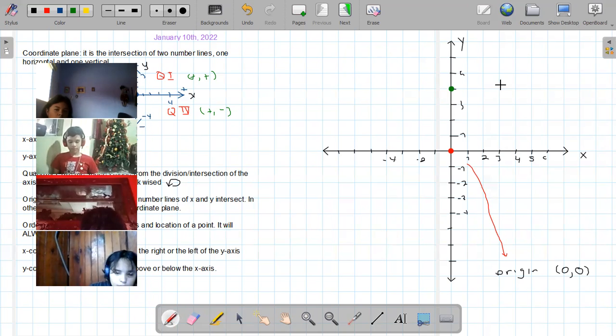That's the number 0. 0, 4. Correct. 0 for the x.